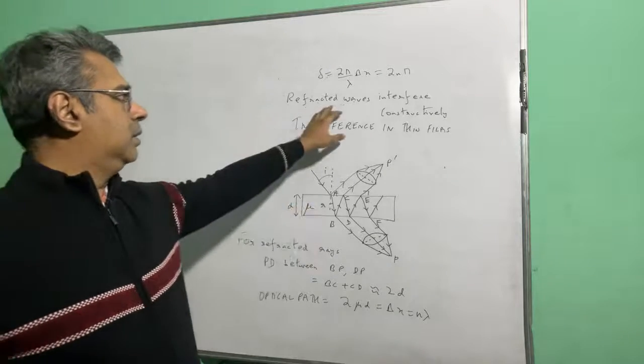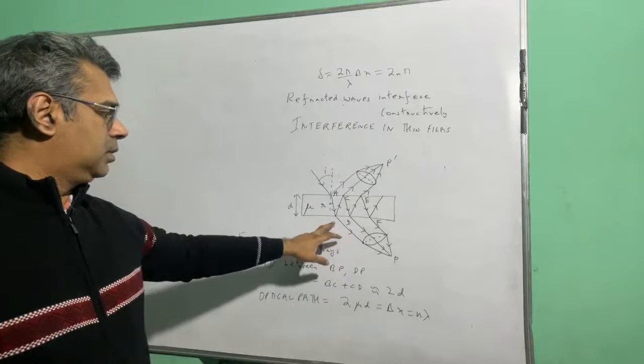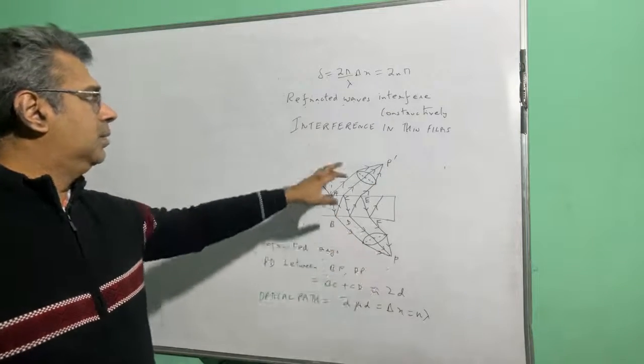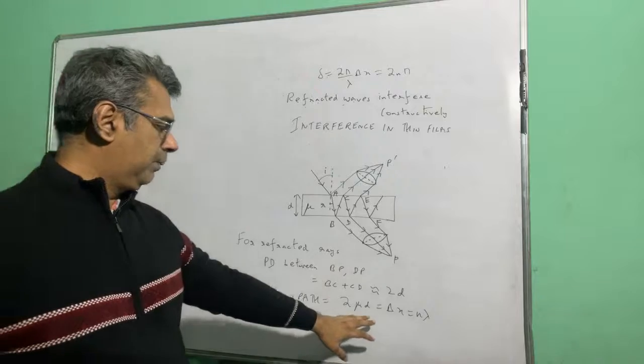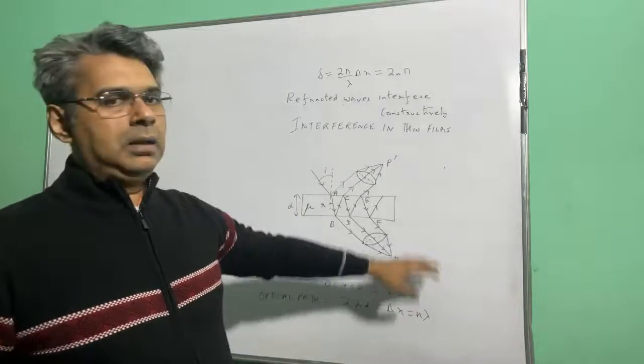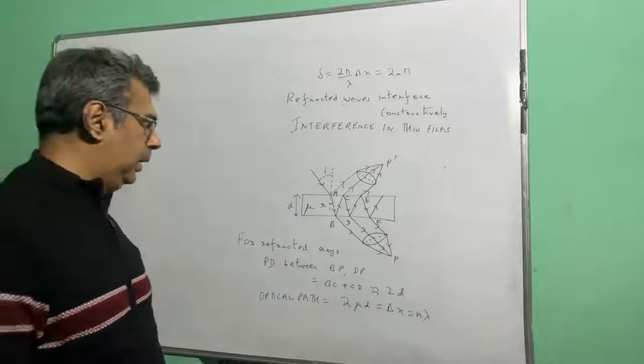So the refracted waves interfere constructively. So B to P, D to P, they will all interfere constructively if the path difference is n lambda or phase difference is 2n pi.